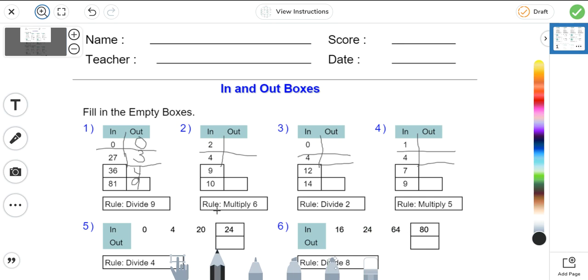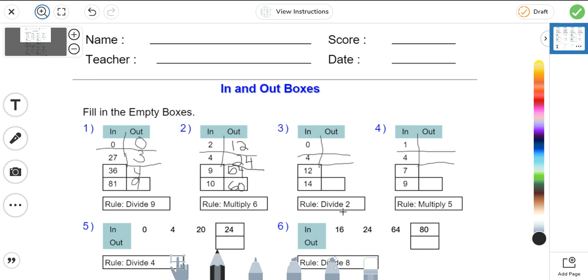All right, let's take a look at box 2, where it says our rule is to multiply by 6. So we put in a 2, we multiply by 6, we get a 12. We put in a 4, we multiply by 6, we get a 24. We put in a 9, we multiply by 6, we get a 54. Here I've got a little bit of a thing because my numbers are bumping up, but that's fine. 10 multiplied by 6, that's 60.